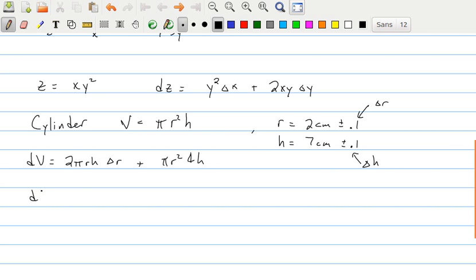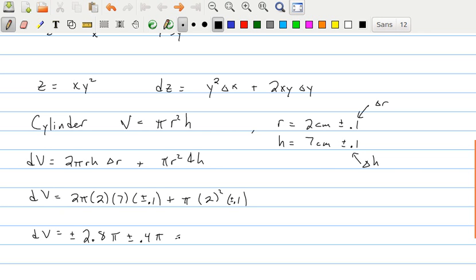So we plug those in, and that says our dV is 2 pi times r, which is 2, times h, 7, times delta r, which we have as 0.1, plus the other term, pi times r squared, so 2 squared, times plus or minus 0.1. If we simplify, up here we've got 14 times 0.2, so 2.8 pi. And in this last term, we've got 0.4 pi. We add those together and we get plus or minus 3.2 pi. So that tells us the potential error in our estimate based on the differential approximation formula.